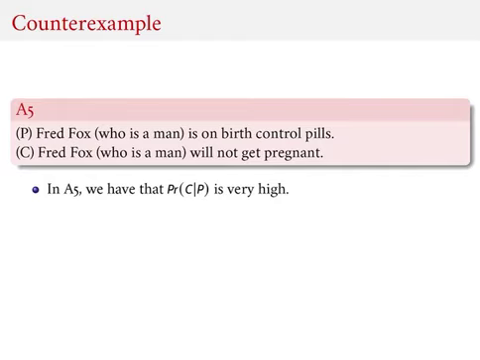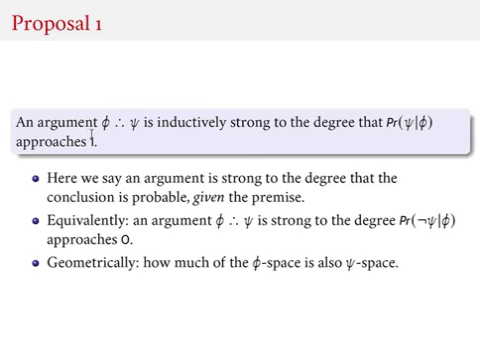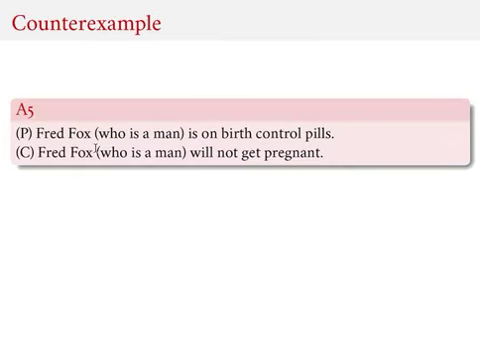So this should strike you as a somewhat strange argument, and here is why. In this argument, the probability of the conclusion given the premise is extremely high. So for any man, so for Fred Fox, given that he's taking birth control pills, it is extremely probable that he will not get pregnant. So according to our proposal, the conditional probability of the conclusion given the premise is very, very close to 1. So according to our proposal, this should be a very, very strong argument.